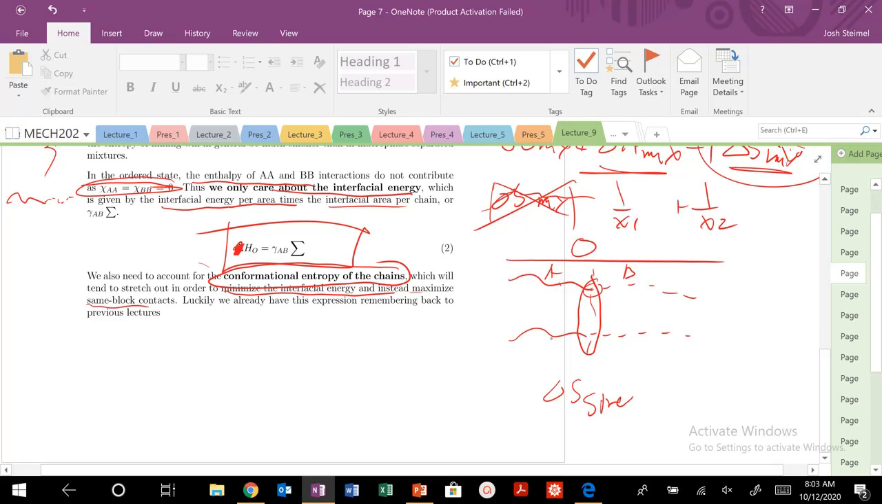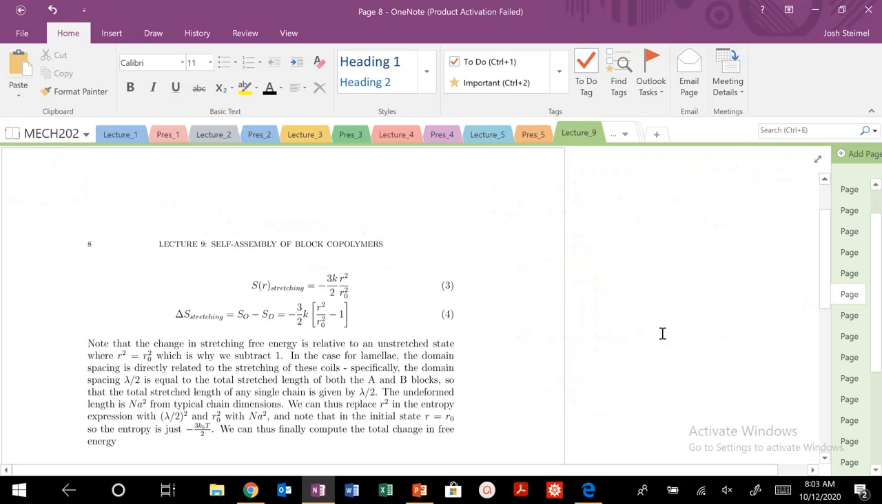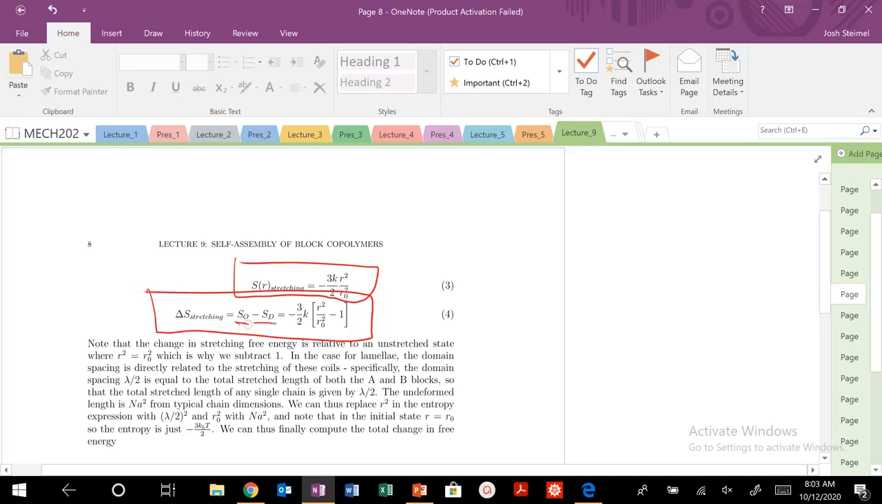We have that expression for delta S of stretching. We've done that in many previous lectures, 3 and 4, and you've seen it pop up many times before. It's just this term right here. So this is our delta S of stretching, specifically the change from the ordered to the disordered state. We have to basically subtract 1, because that is going to be in our unstretched state. So you could have this expression here because in the unstretched state, it's just going to be the same value.